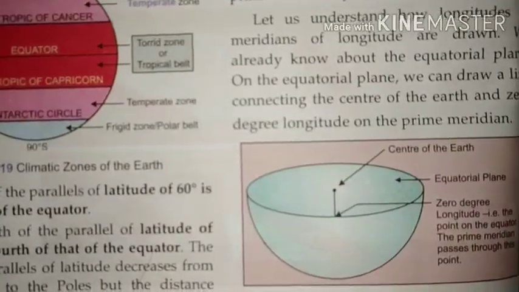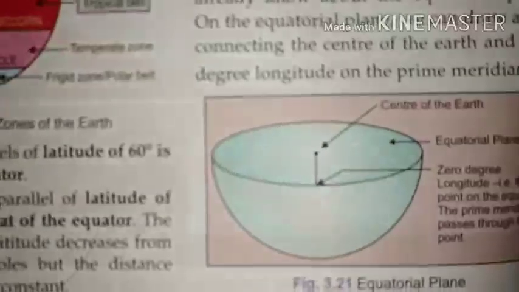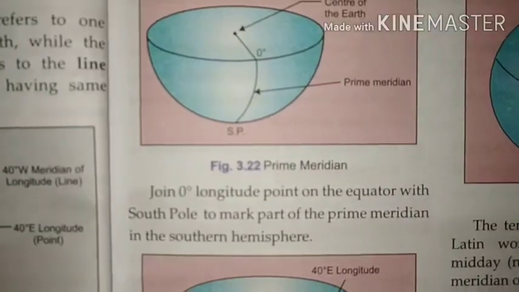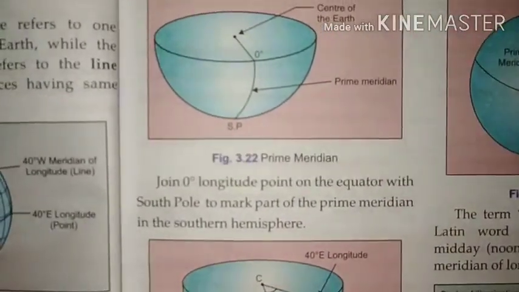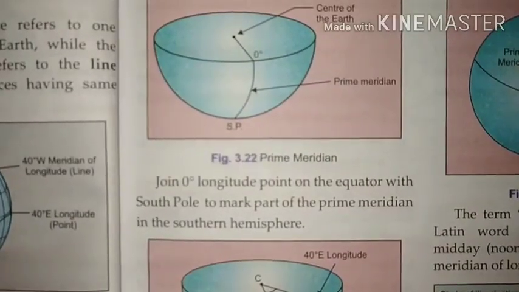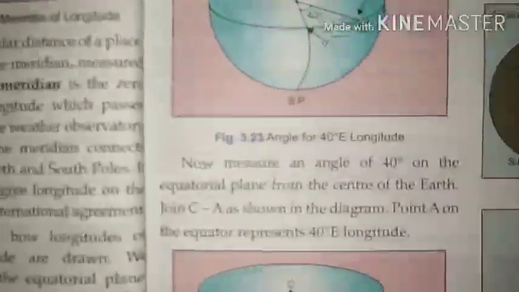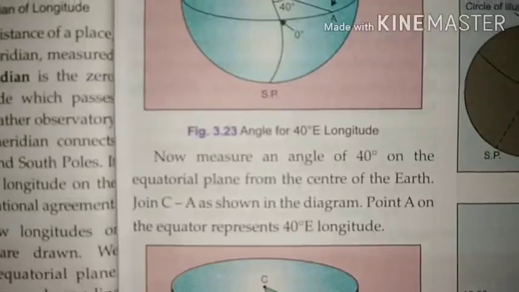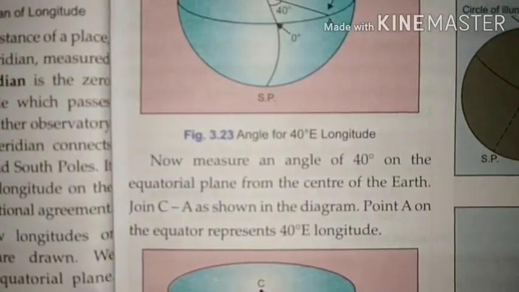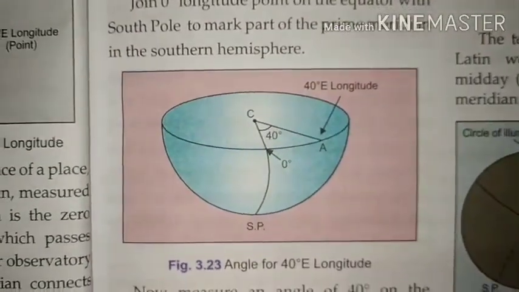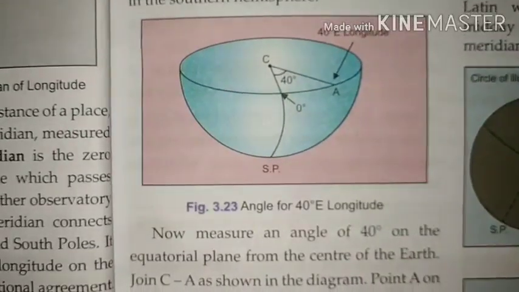So we can draw a line connecting the center of earth and 0-degree longitude on the prime meridian, as shown in the figure. Then we join the 0-degree longitude point on the equator with the south pole to mark part of the prime meridian in the southern hemisphere. So this is how it is drawn. Now we will measure an angle of 40 degrees on the equatorial plane from the center of the earth.